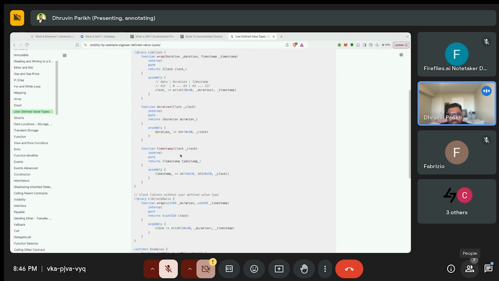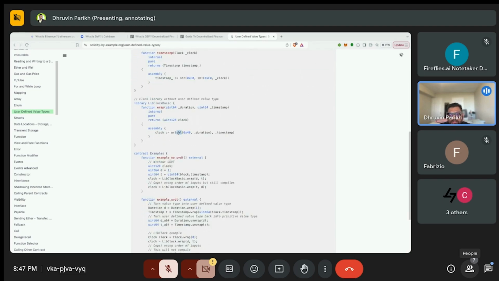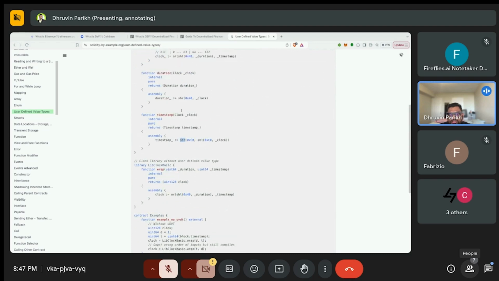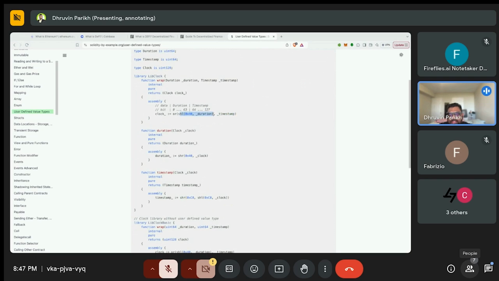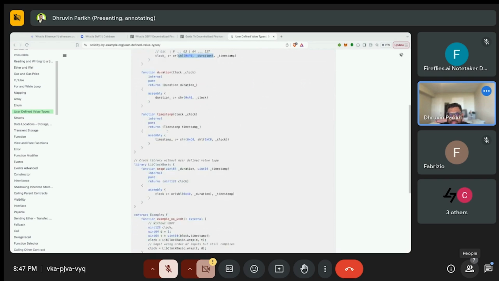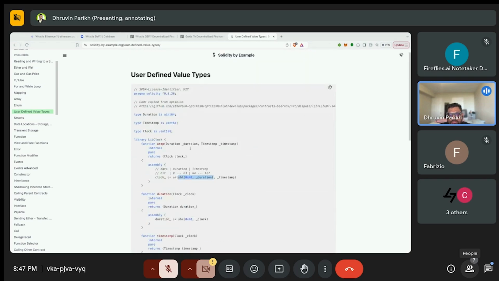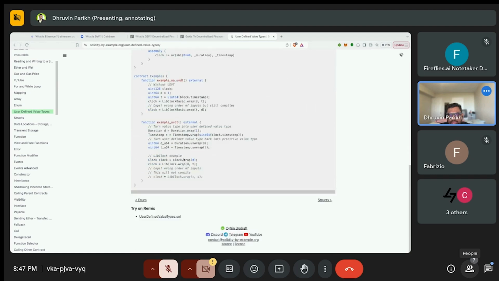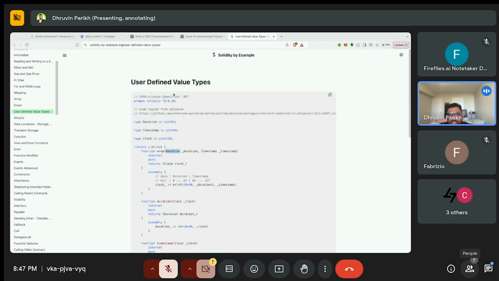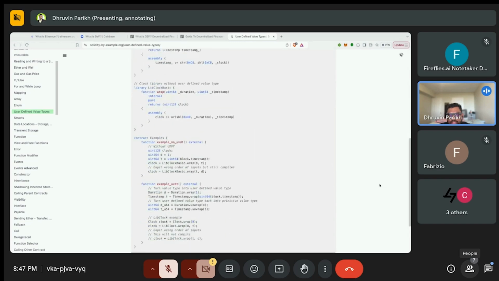You can see here these are all shift left and shift right operations. What it does is a logical OR of timestamp and this other value, which is going to give you the clock. These are the examples, so you don't need to get confused. This duration which you see here is of type uint64, but you are just aliasing. That's what is allowed in Solidity under user defined value types.